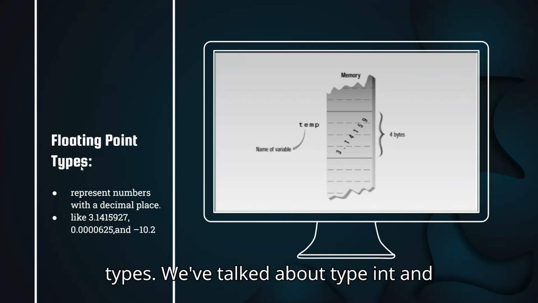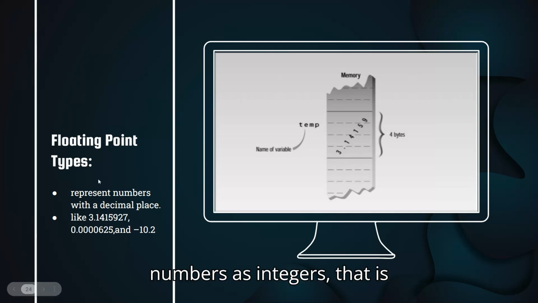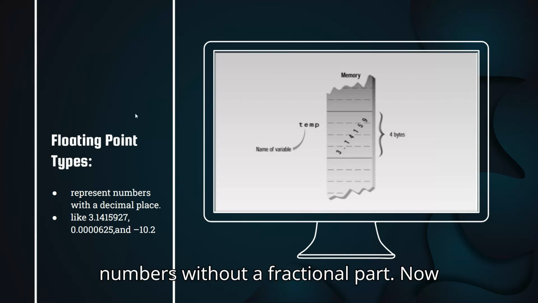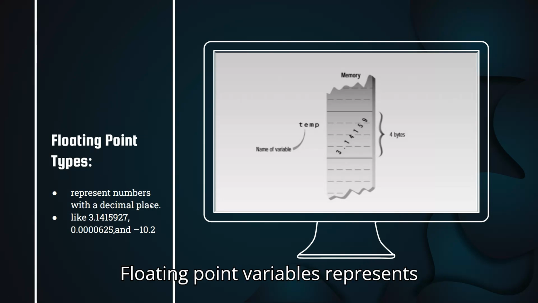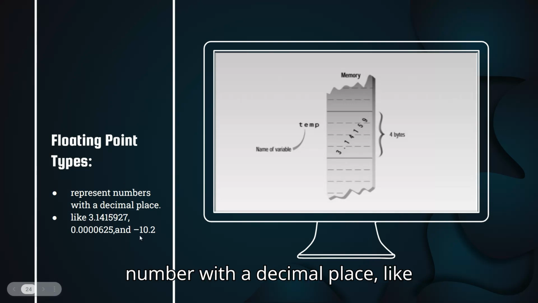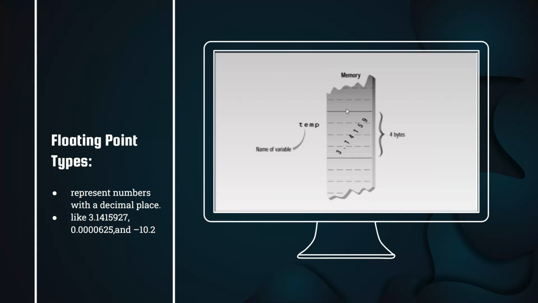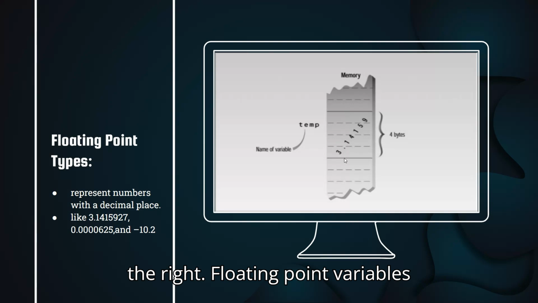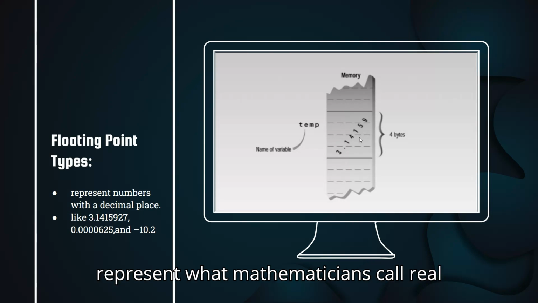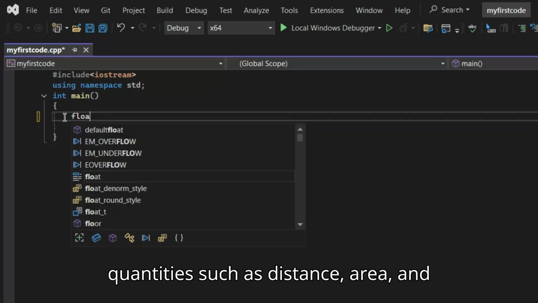Floating point types. We've talked about type int and type char, both of which represent numbers as integers, that is, numbers without a fractional part. Now let's examine a different way of storing numbers as floating point variables. Floating point variables represent numbers with a decimal place, like this, and this. They have both an integer part to the left of the decimal point and a fractional part to the right. Floating point variables represent what mathematicians call real numbers, which are used for measurable quantities such as distance, area, and temperature.